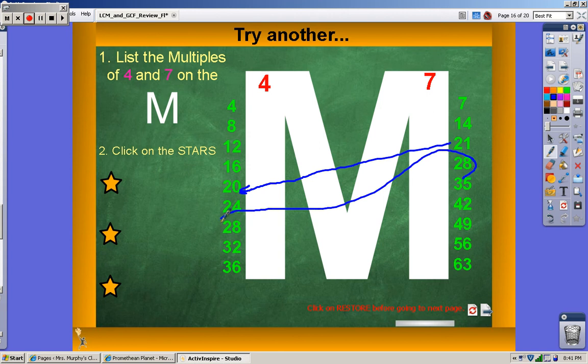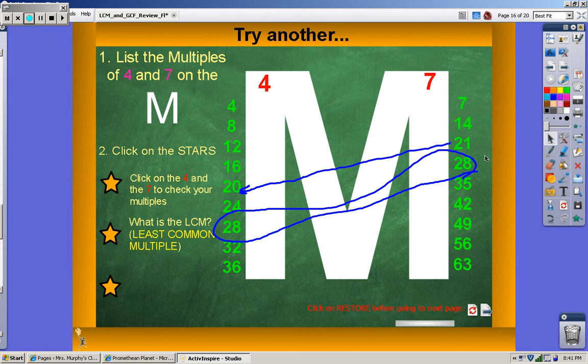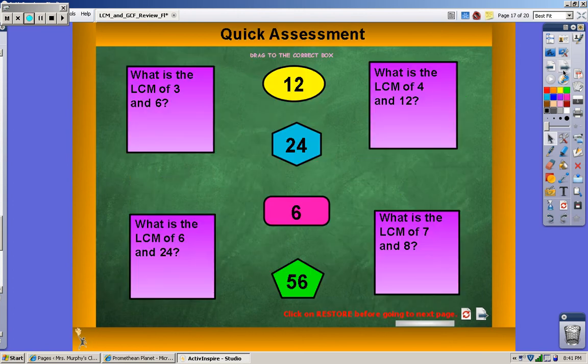28 ends up being your first common one that they have, even though it's way down here on this list and up here on this list is still the first one that they have in common. So you find your multiples of 4 and 7. You then find the least common multiple of 4 and 7, which is 28. This should be getting a little simple.